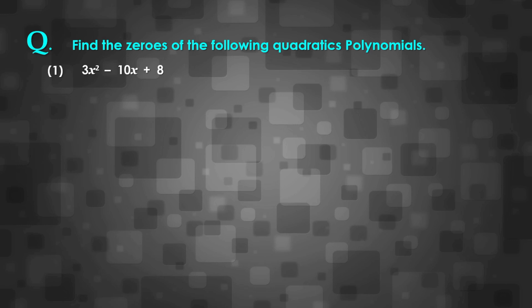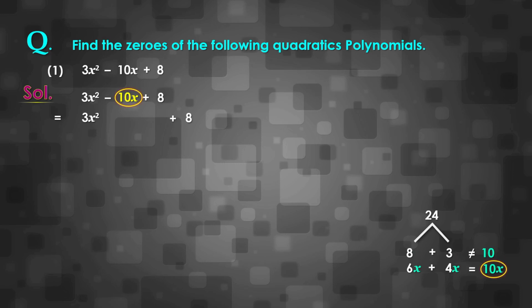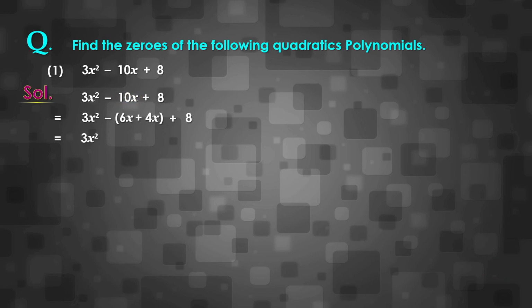Now let us find the zeros of the quadratic polynomial 3x squared minus 10x plus 8. First, we multiply the coefficient of x squared and the constant term. 3 multiplied by 8 gives 24. Now we look for two numbers whose product is 24 and whose sum is minus 10. The numbers are minus 6 and minus 4. Now we split the middle term minus 10x into minus 6x minus 4x. So the expression becomes 3x squared minus 6x minus 4x plus 8.